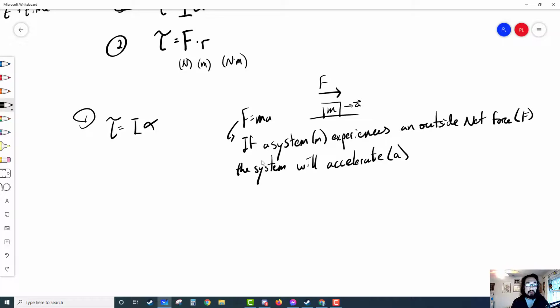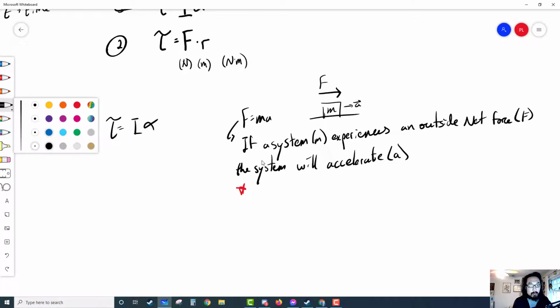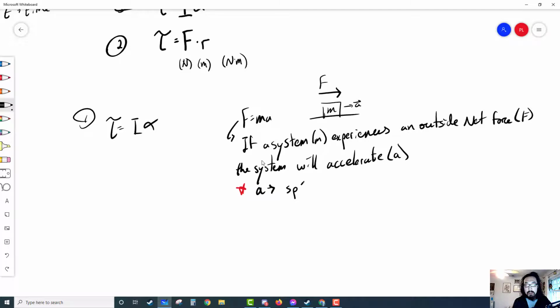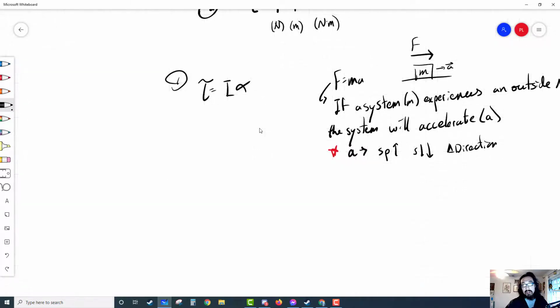This is a quick reminder, and this is one of those red star moments, very important: acceleration means that an object is either speeding up, slowing down, or changing direction. That's important for our discussion from here on out. So that's when we have an object that's experiencing a force and is moving in a linear direction.